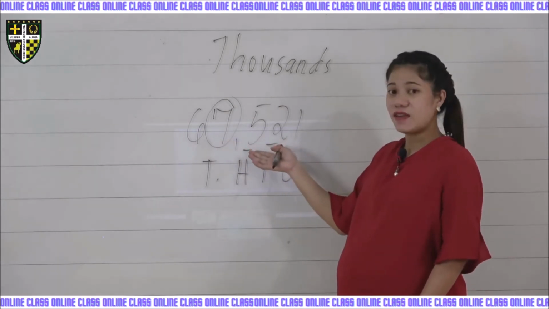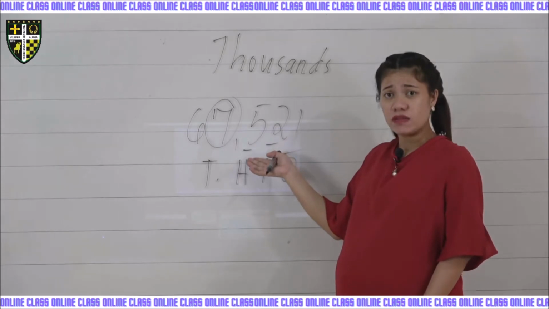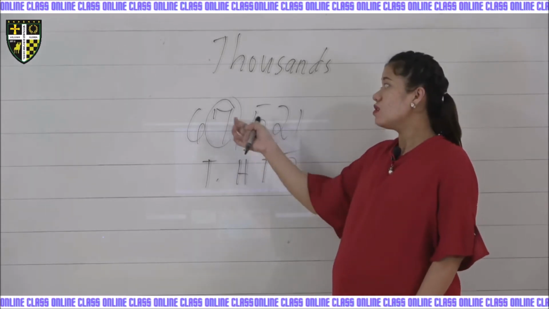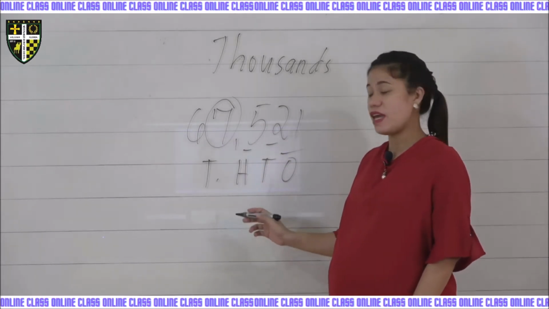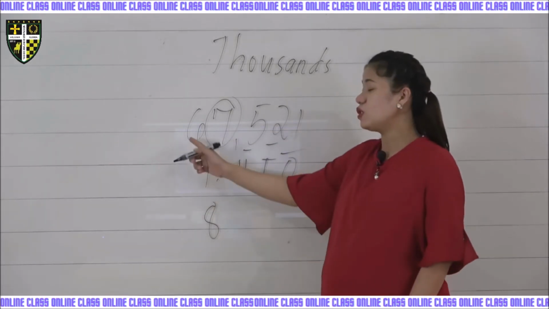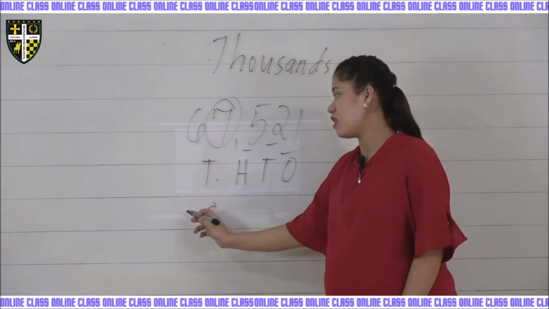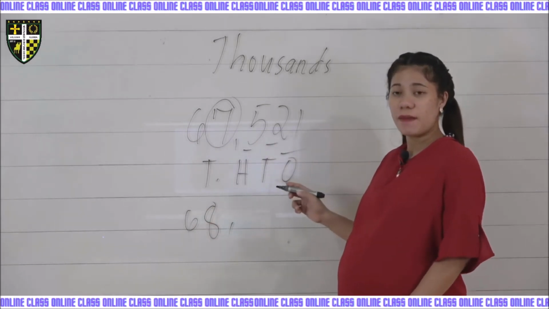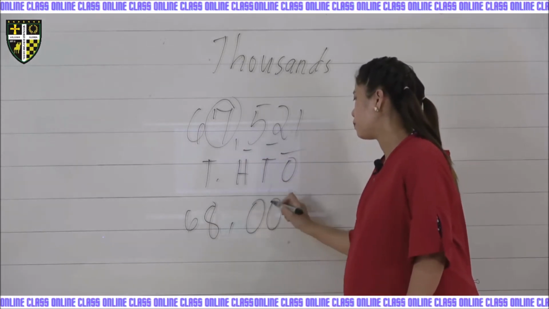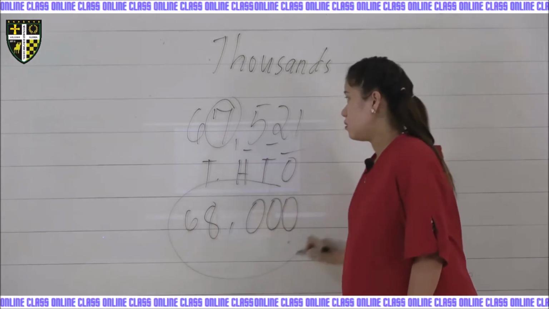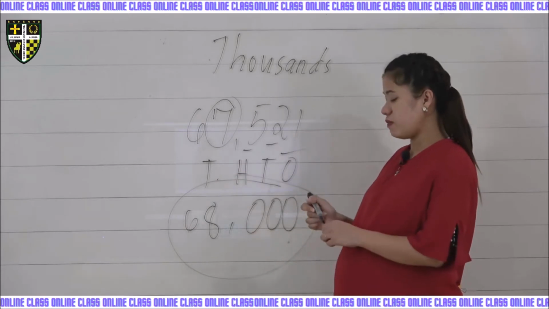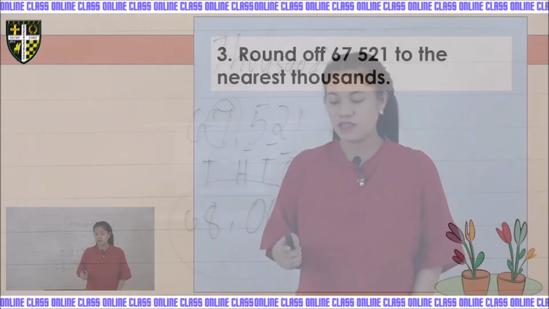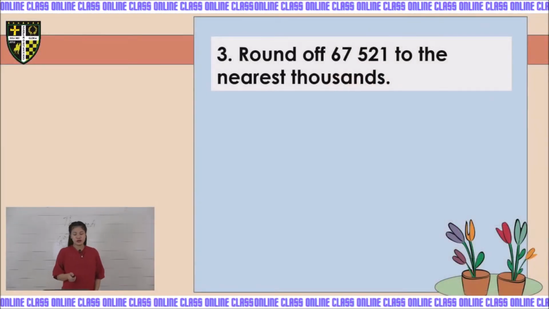At the right side of 7, it's 5. So if it is 5 and above, we have to add 1. So 7 will be 8. And then you will just copy the number 6 at the left side. Then these 3 digits, you will make them zeros. So our answer will be 68,000. So let us find out if our answer is correct.